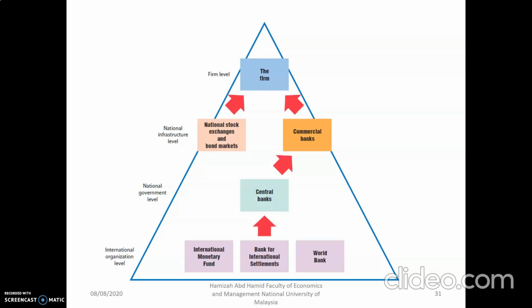So here please remember the firm, which includes the multinational company and the local small and medium businesses. Sometimes they will require money from the commercial banks. Then the commercial banks and also their activities are determined by national stock exchange and bond markets. So all these are regulated in the national level through the central banks. Many central banks around the world are being regulated by the IMF, Bank for International Settlements, and also World Bank. Remember, these bodies do not own the central bank, but instead they provide support for the central banks around the world.